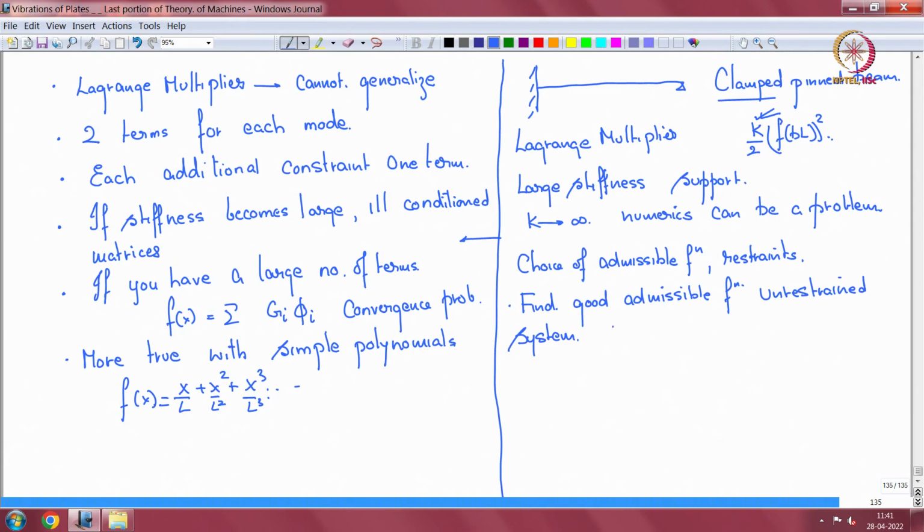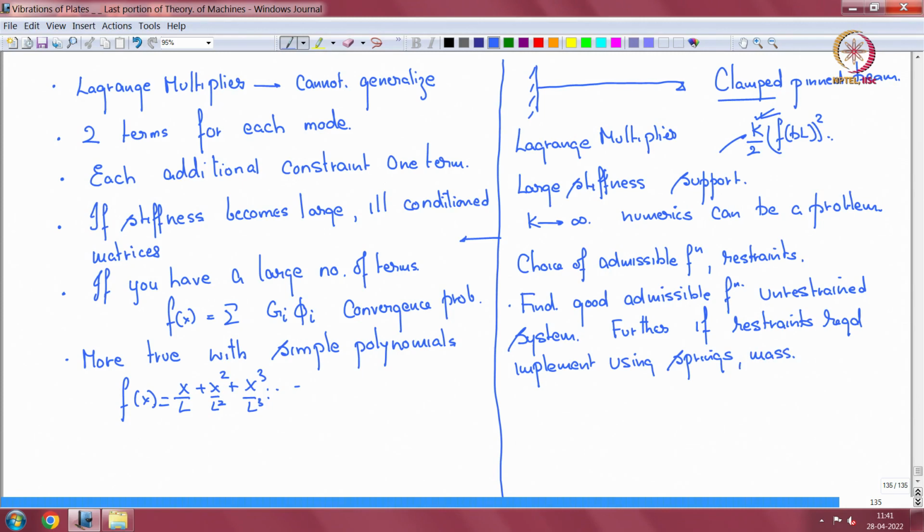Then further, if you need restraints required, implement them using springs or even masses. Yes, springs and masses. What a stiff spring can do, a large mass also can do. If you put a large mass, it will create a restraint over there.